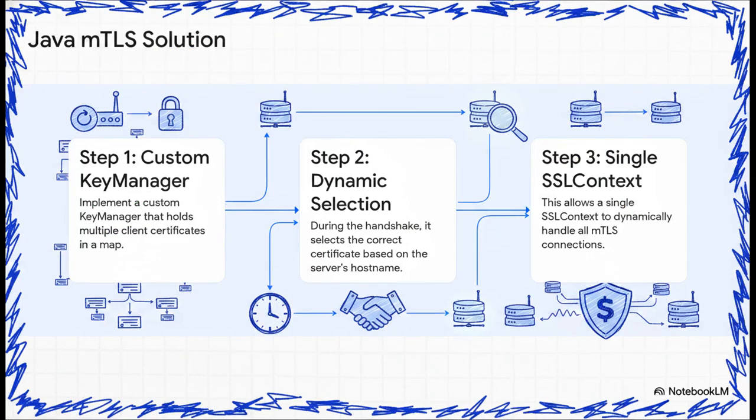The elegant solution here is to build a kind of dynamic certificate selector. So instead of having a static config that just points to one single certificate, your application uses a custom key manager that holds a map of all its different certificates. Then, during the handshake, this manager is smart. It looks at the server it's trying to connect to and says, for this server, I need to present this certificate. This allows a single application to dynamically and securely talk to all those different mTLS endpoints without a fuss.